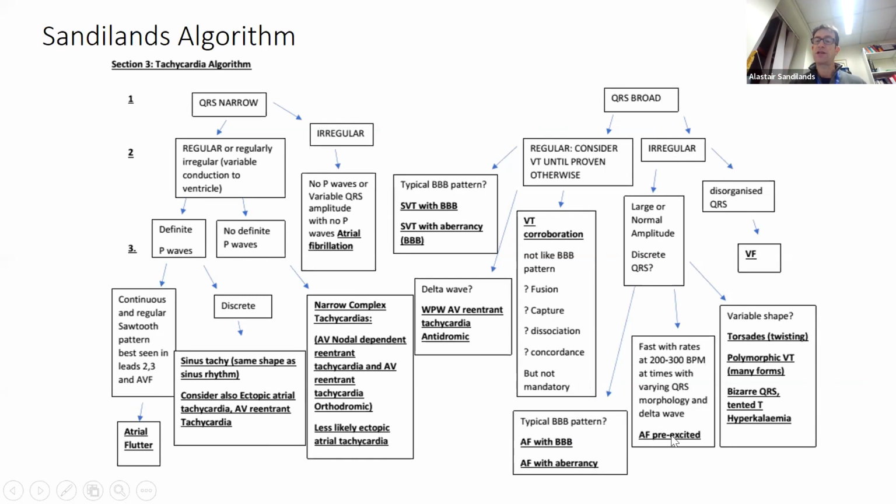Atrial fibrillation pre-excited. If the QRS is broad, irregular, and discrete, but variable shape, then the things it might be, and I'll show you some examples, don't worry, are torsades, twisting, polymorphic VT, many forms, or a bizarre QRS-T, hyperkalemia, which can be a tachycardia. And then lastly, is the QRS broad, irregular, very disorganized, or chaotic QRSs, very flat? It's ventricular fibrillation.